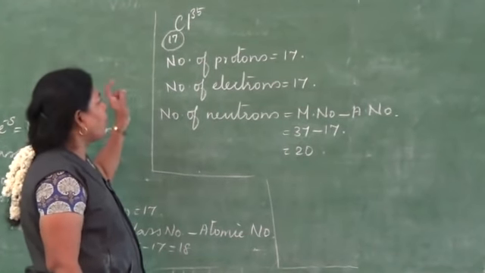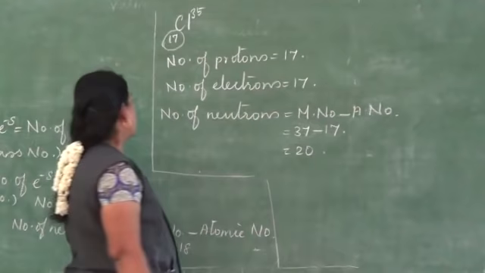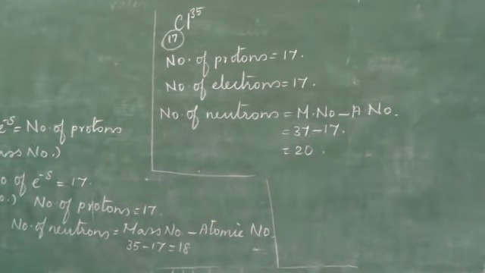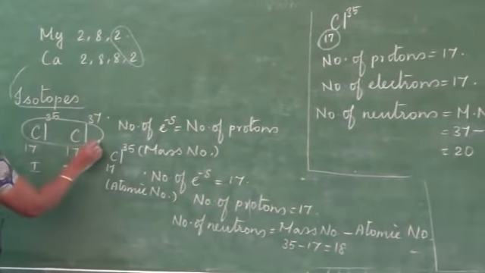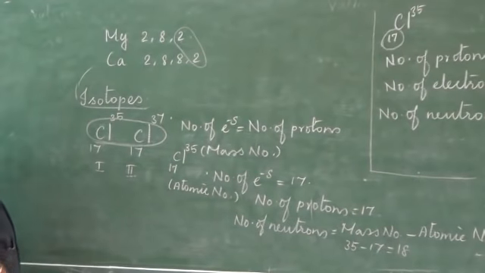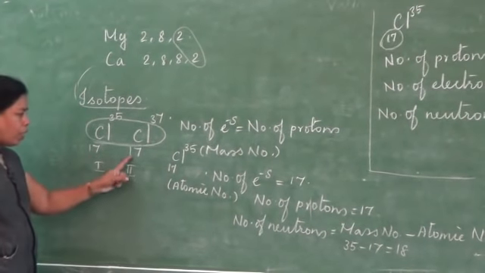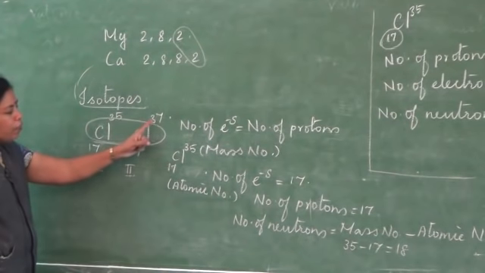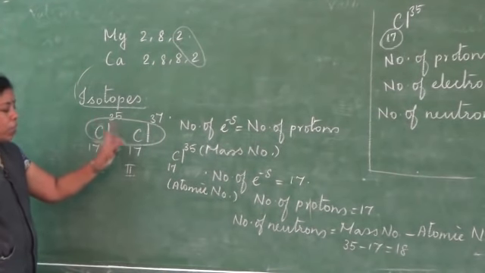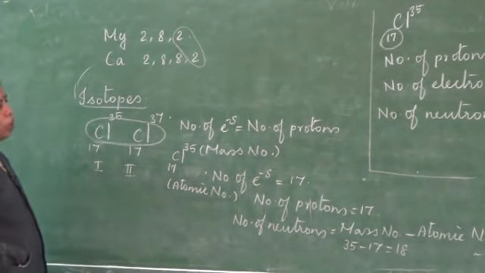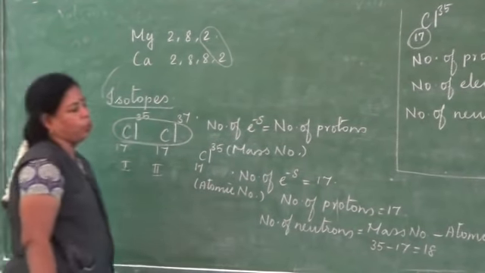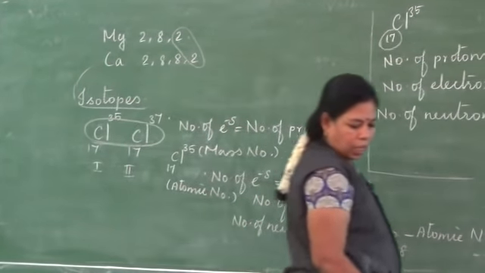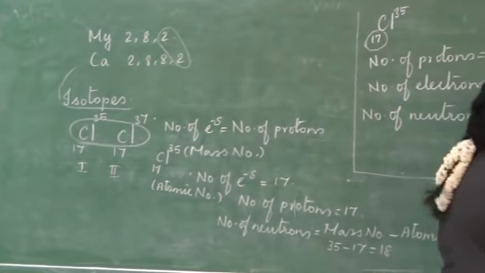So how to define isotopes? Isotopes are atoms of the same element having the same atomic number but different mass numbers. The difference in mass number is because of the difference in the number of neutrons. Next we are going to see isobars.